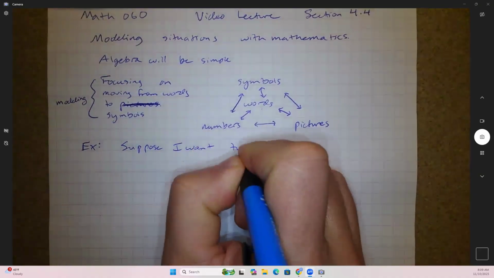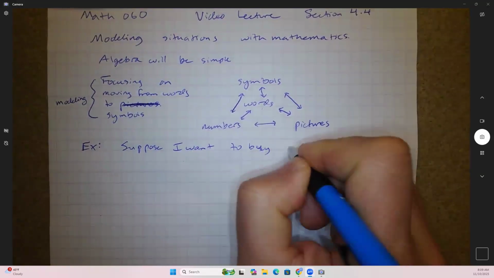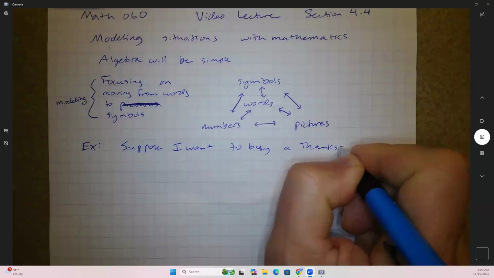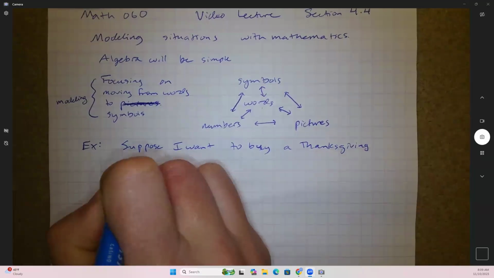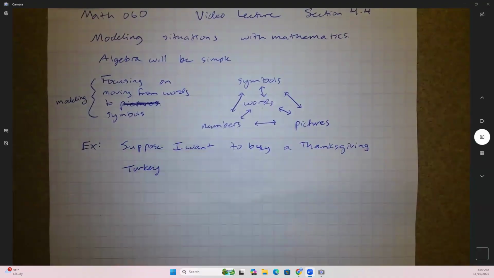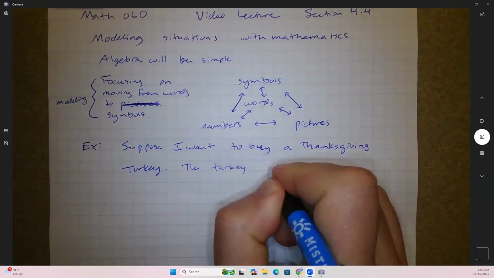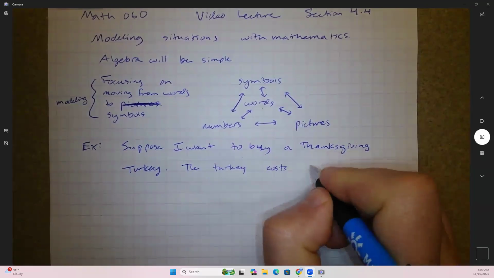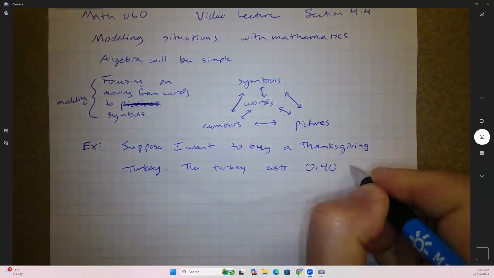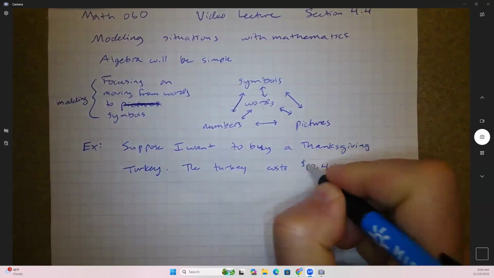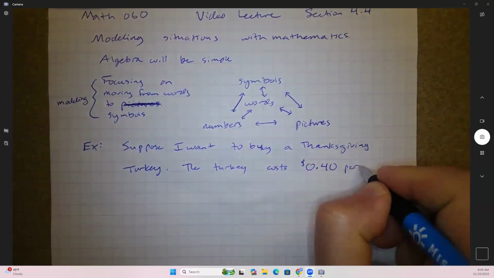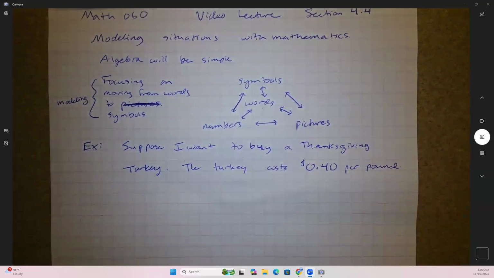Suppose I want to buy a Thanksgiving turkey. The turkey costs, let's keep it kind of simple, $0.40 per pound. It's been a while since I bought a turkey, at least a year. So I don't know if that's right. I think it's close. Yeah.